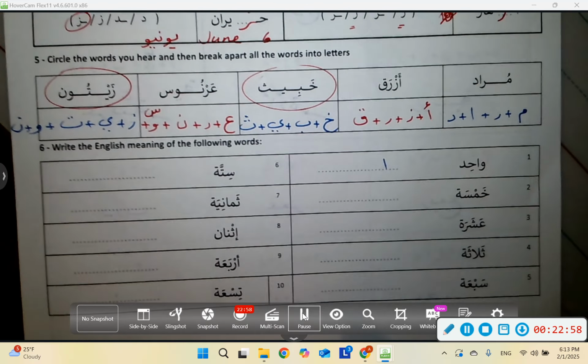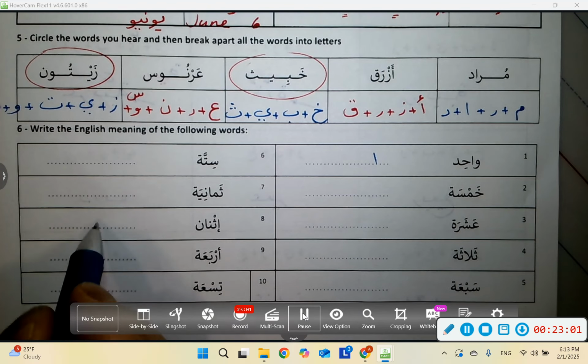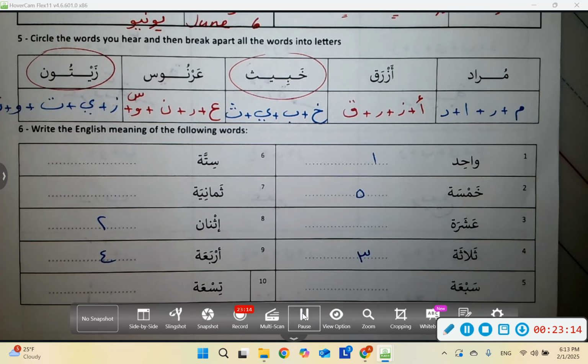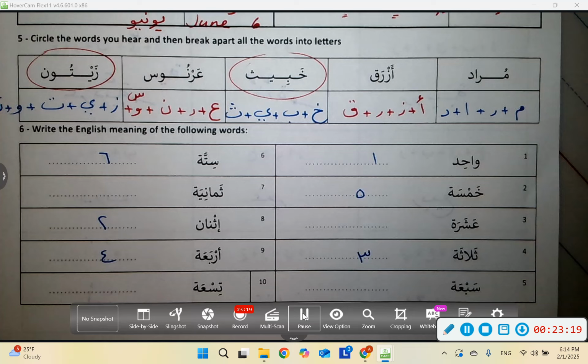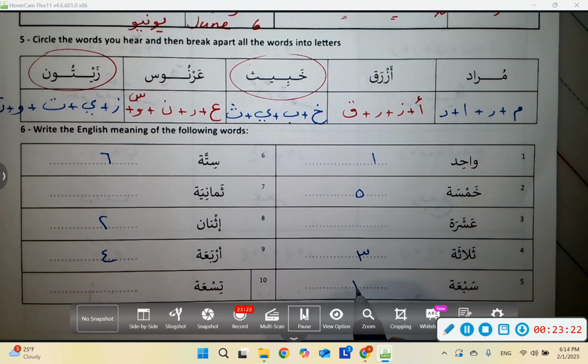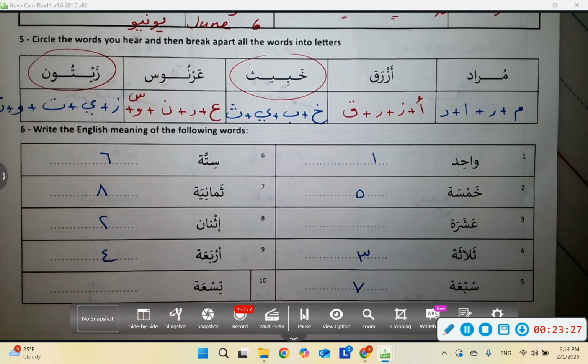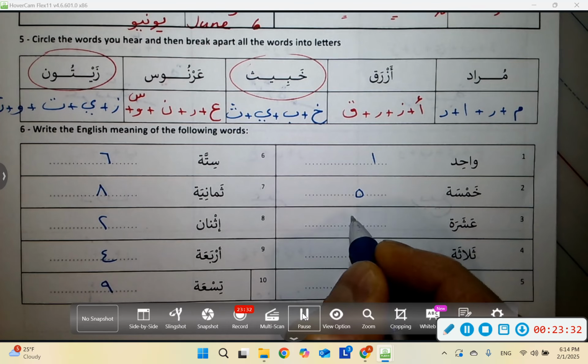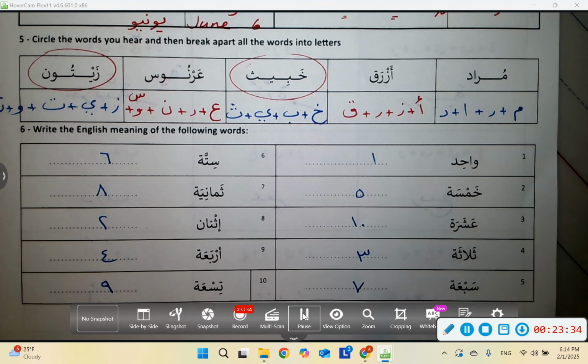We have اثنان. We have ثلاثة. We have أربعة. We have خمسة. We have ستة. We have سبعة. We have ثمانية. We have تسعة. And we have عشرة. The zero in Arabic is a dot.